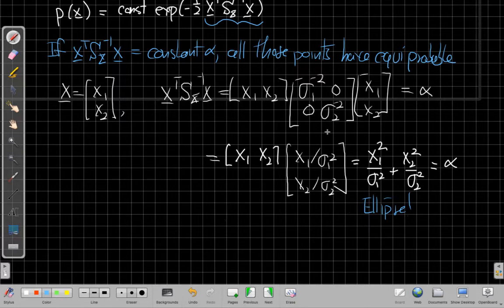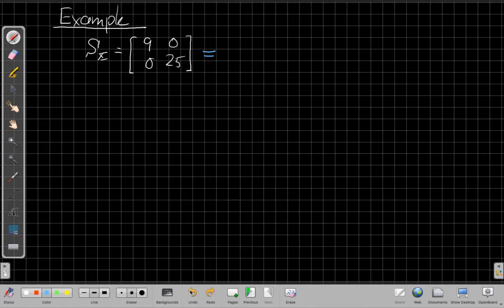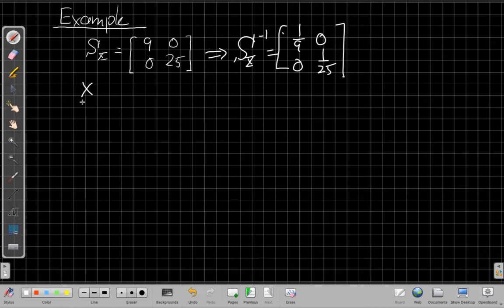So let's see a specific example of it to see how that works. If I start with this covariance matrix, I can then take the inverse. For the first step, I get Sx inverse is 1 ninth, 0, 0, 1 over 25. Now when I compute x transpose Sx inverse x, and I want to find the family of points where this would be constant, that would give me x1 squared over 9 plus x2 squared over 25 equals that constant alpha.